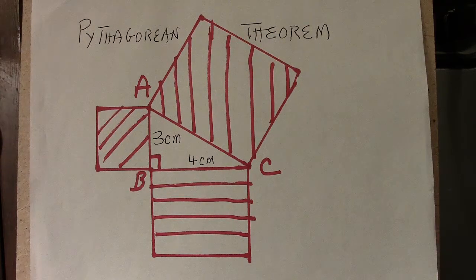Once you know the area and want to find the side, or to find the hypotenuse, you take the square root of 25, which is 5. So AC is 5 centimeters. The Pythagorean theorem is very useful because in a right-angled triangle, if you know two of the sides, you can figure out the third side.